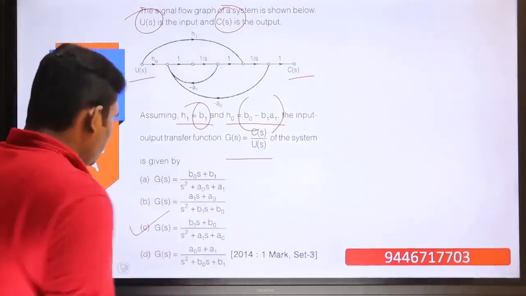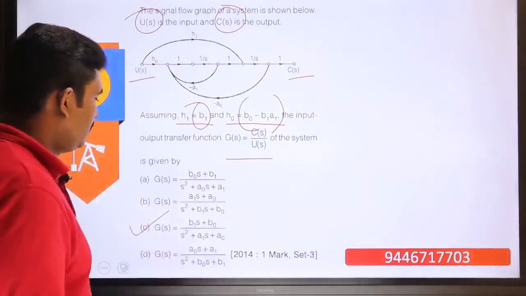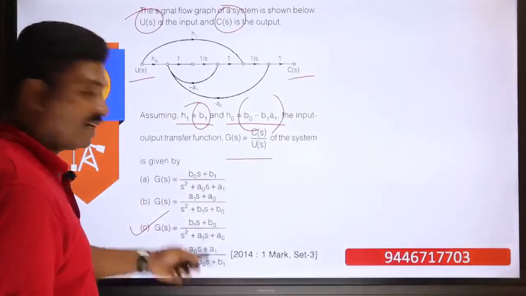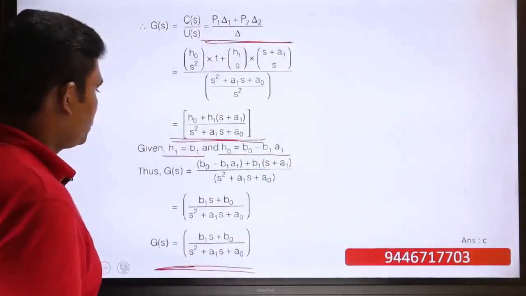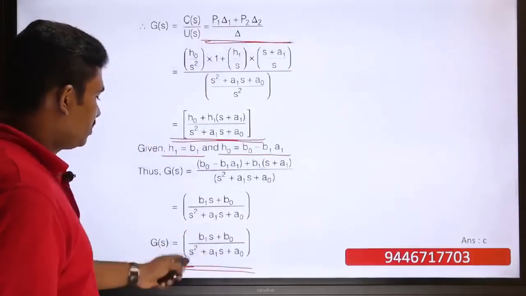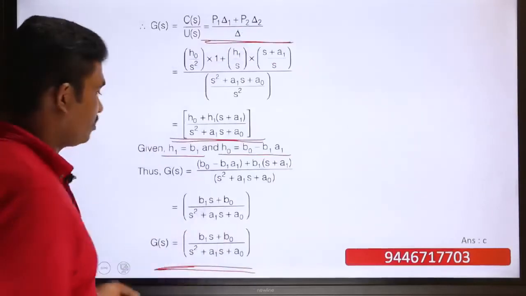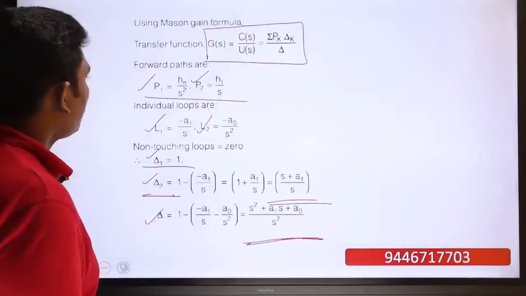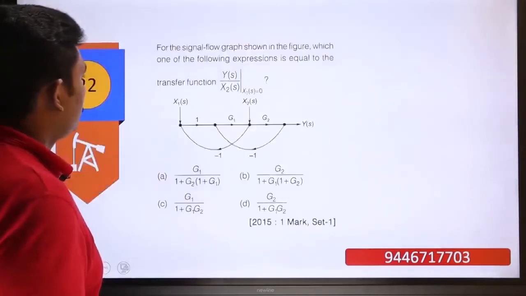So what is g of s? G of s becomes equal to b1s plus b0 divided by s square plus a1s plus a0, which is option C for question number 21. Now moving into question number 22.